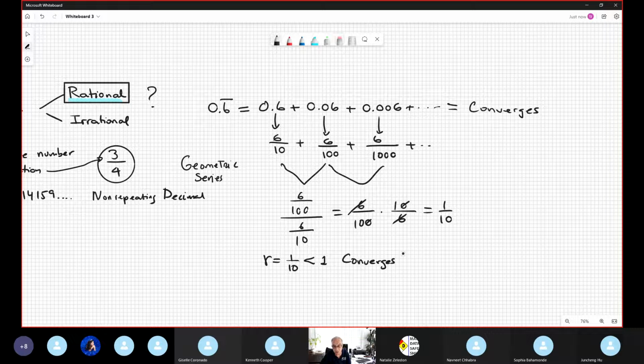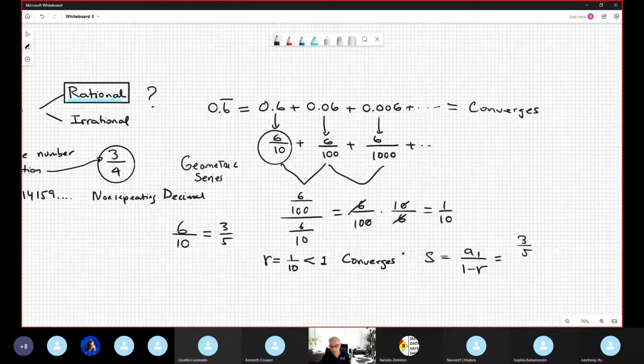Okay, and the formula? The formula is A1 divided by 1 minus r. Who is A1? A1 is the first term. It's 6 over 10. It's much better, at least for me, it's easier. Reduced to lowest terms it is 3 over 5, because it's an even number, no? So 3 over 5 divided by 1 minus 1 over 10, the common ratio. Okay, cool.